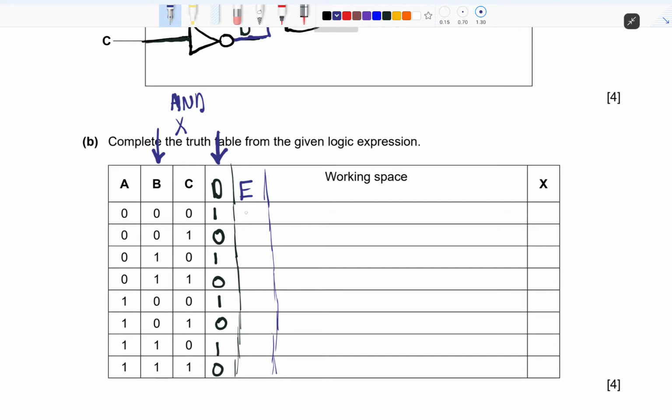Any number when you multiply by 0, you get a 0. Okay, 0 times 0, 0. 1 times 1, 1. 1 times 0, 0. 0 times 1, 0. 0 times 0, 0. 1 times 1, 1. 1 times 0, 0. Anytime you multiply by a 0, you get a 0.